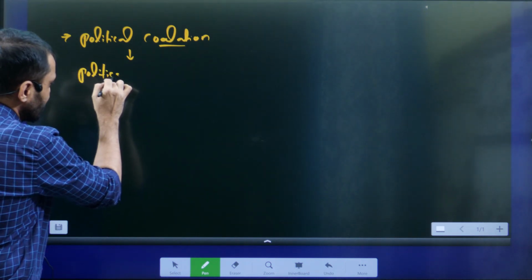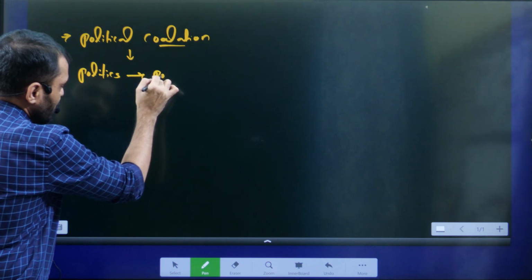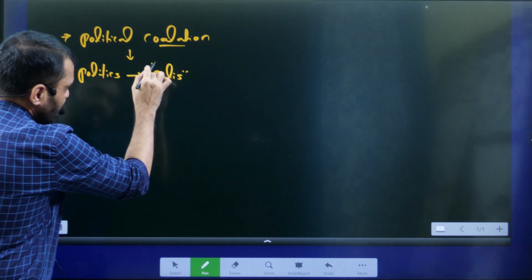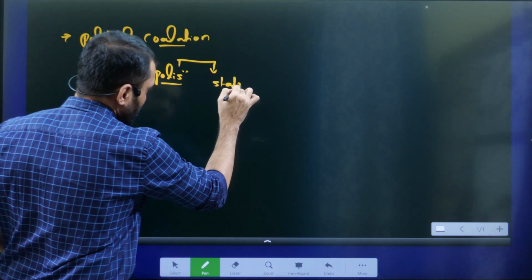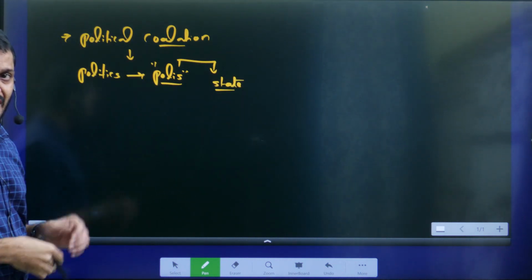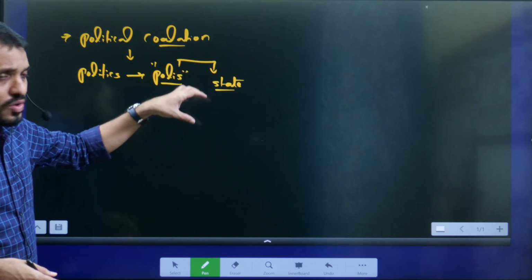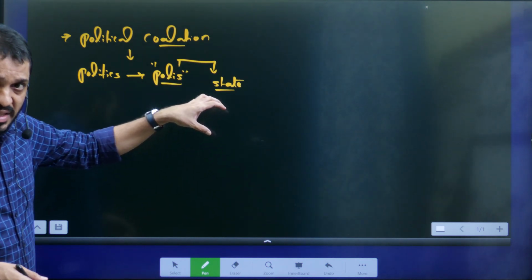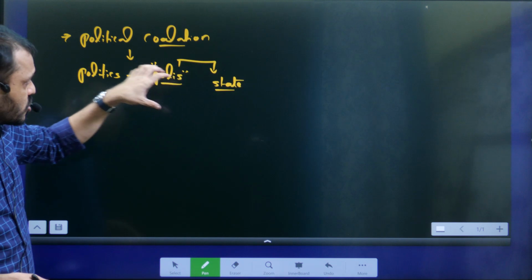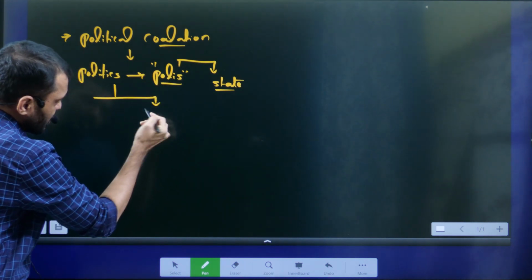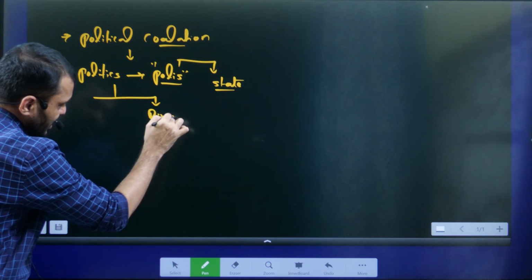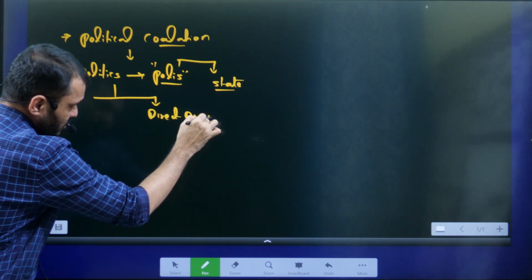The word politics originated from the word polis in Greek. In Greek, polis stands for the state or community. Whatever decisions you are taking in the community, those decisions are nothing but politics. In politics, people may directly participate. If that is the case, that is known as direct democracy.